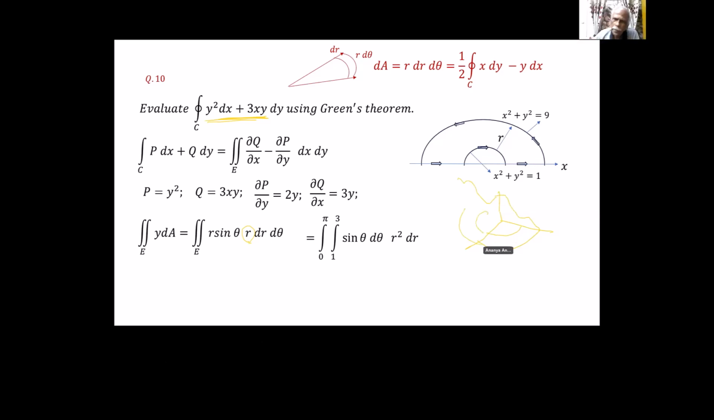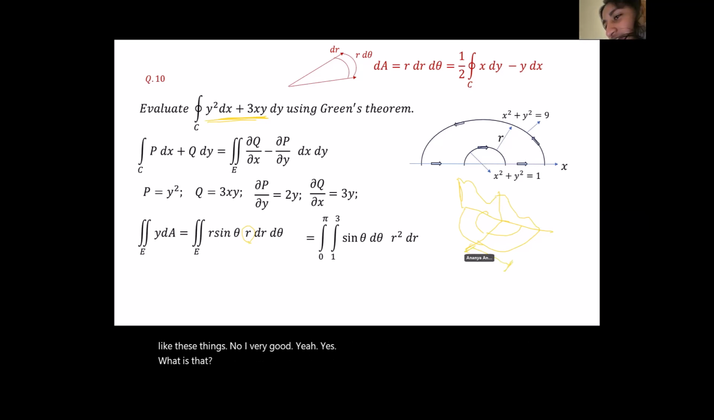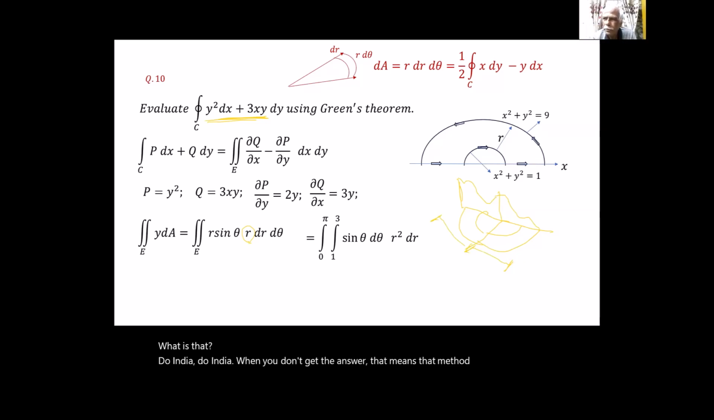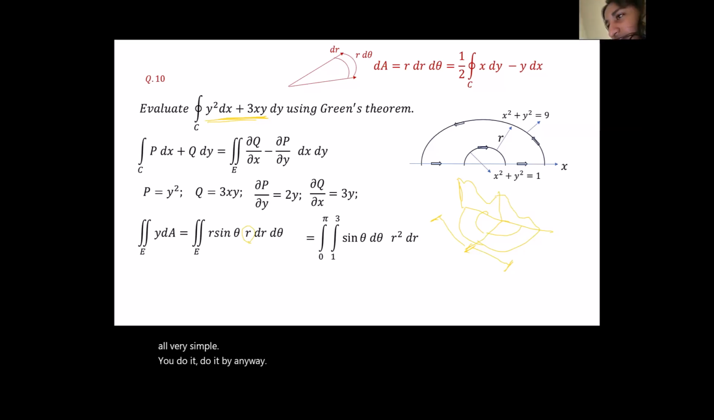Very good. Do it separately. Understood. I have no answer for things like these. Then you'd have to split it up and do this side first. How do you know if this is changing? Do it. When you don't get the answer, that means that method is incorrect. That's all, very simple. It's not a multiple choice exam.